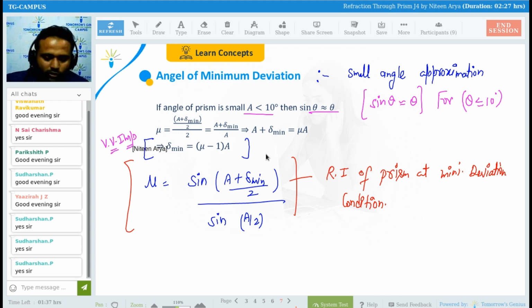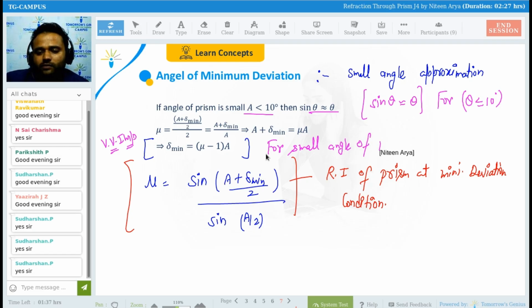Minimum angle of deviation is (mu minus 1) into A for small angle of prism. Clear everyone? It is nothing, just this small angle approximation applied on the previous formulas that we already did. Clear? Good.